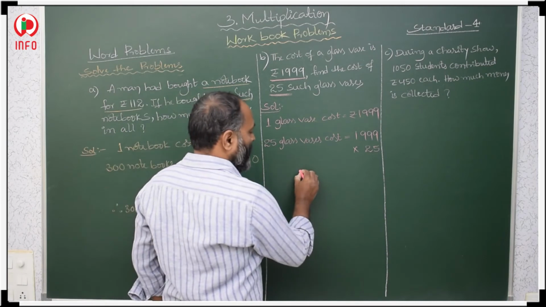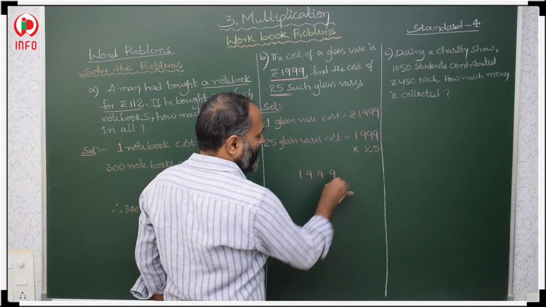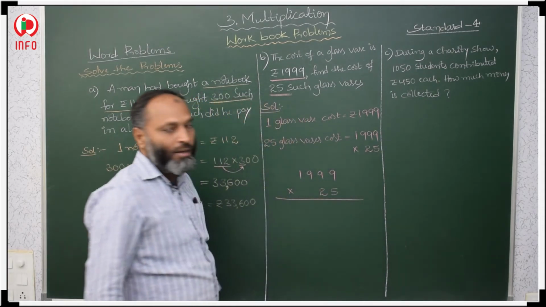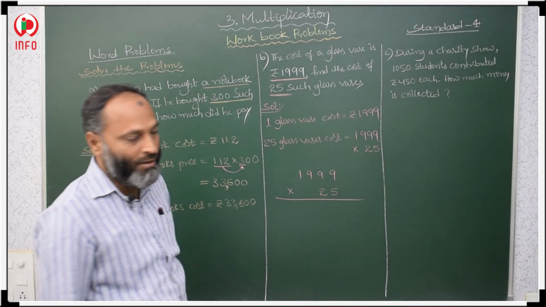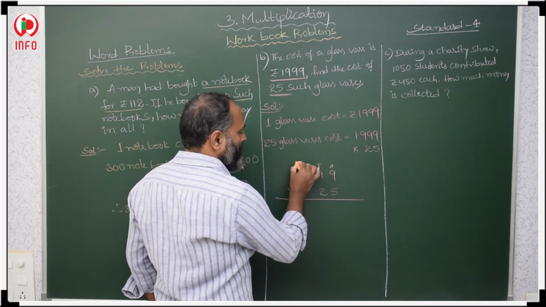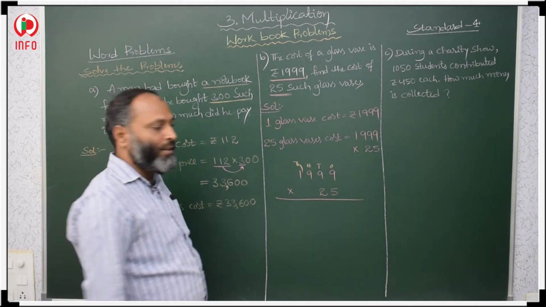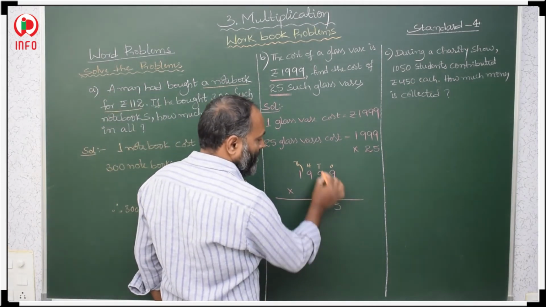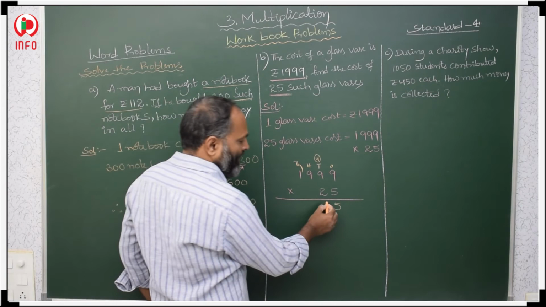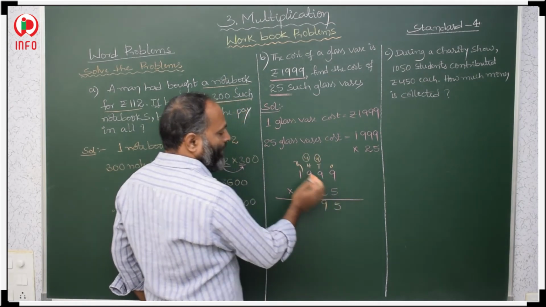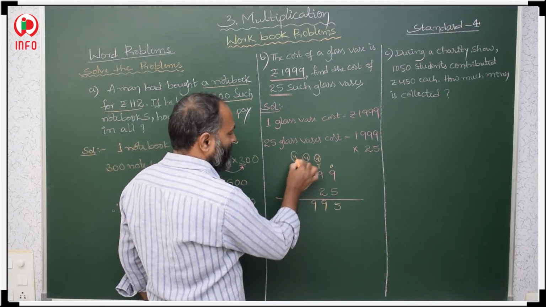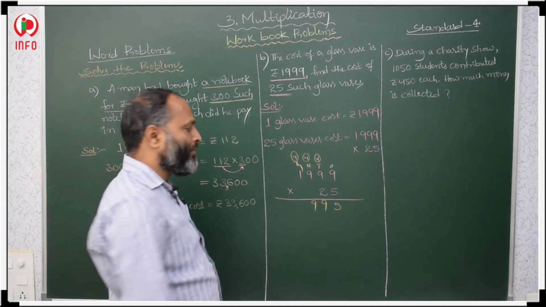Then how to multiply? 1,999 we have to multiply with 25. If you know the 25 table, then you can directly multiply, otherwise one by one. First with 5. This is ones place, tens place, hundreds place, thousands place. 5 with 9. 5 nines are 45 and 4 here. 5 nines are 45, 45 plus 4, 49 and 4. 5 nines are 45, 45 plus 4, 49 and 4. 5 ones are 5, 5 plus 4, 9.